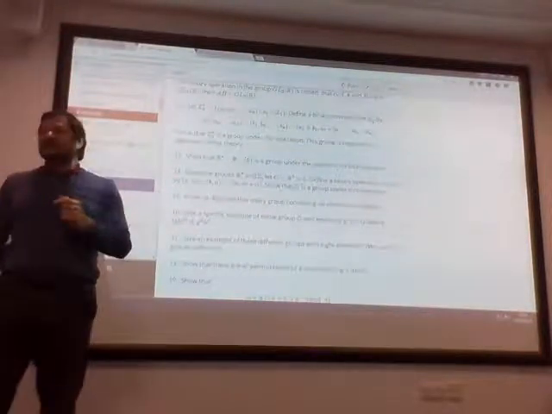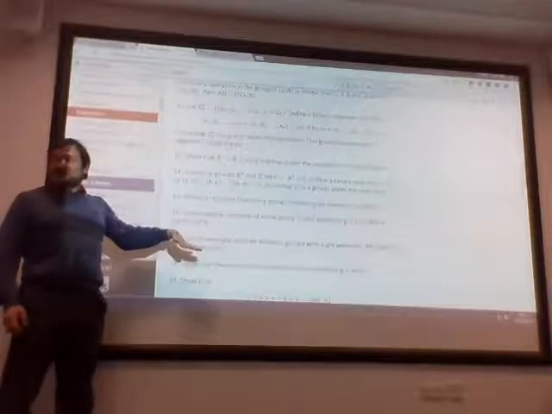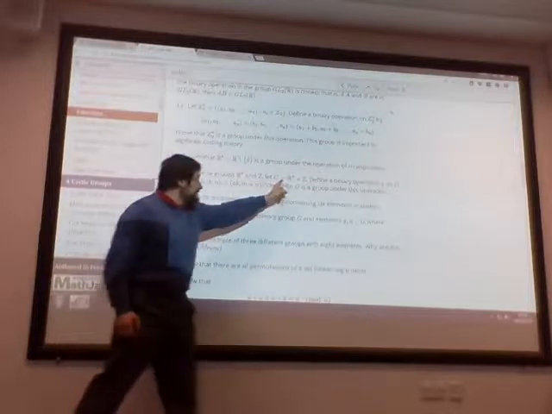Does that make sense now? Yes. Yeah, so you have to prove that this circle thing satisfies all the group axioms by using the properties of these two groups.